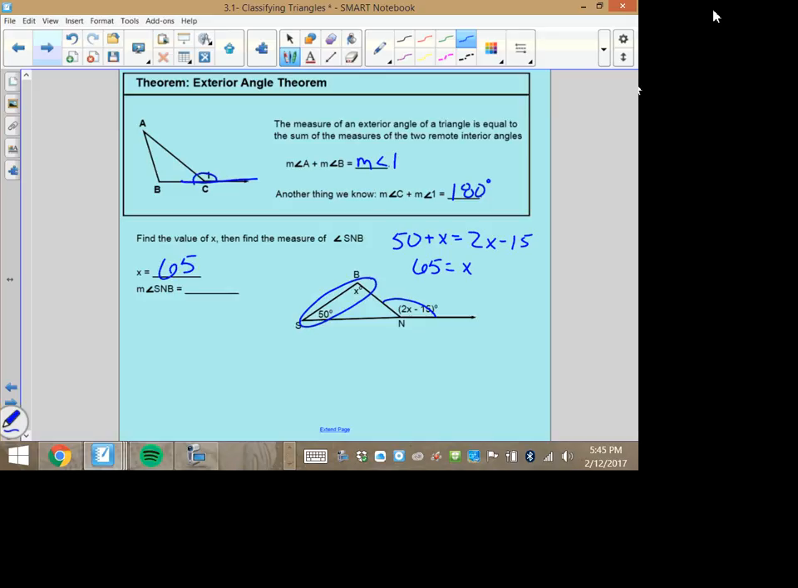Now we're going to look for angle SNB. So since we know that 65 is x, and we know that the sum of the angles has to add to 180, we can get that n is 65 as well. Also note that 65 plus 2 times 65 minus 15 is going to equal 180, I believe.